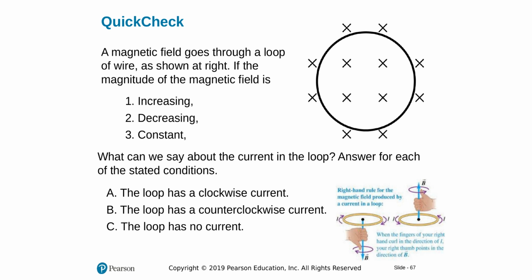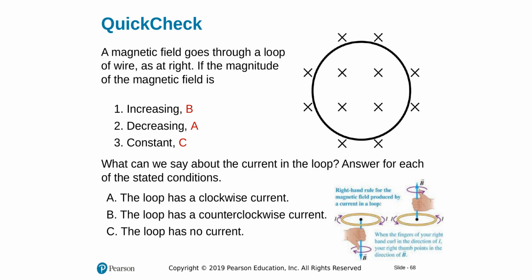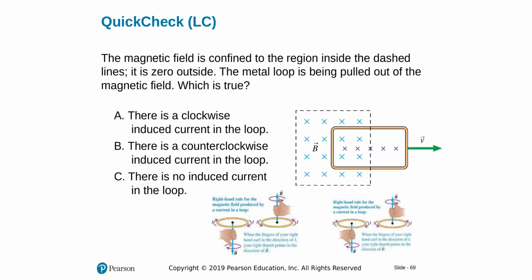Another quick check here. A magnetic field goes through a loop of wire as shown at right. If the magnitude of the field is increasing, decreasing, constant, what can we say about the current in the loop? Similar. I'm going to go through this as well, but the answers are here. Very similar idea. Look at what is happening to flux. If the flux is increasing, my induced magnetic field is against the background magnetic field. If the flux is decreasing, my induced magnetic field is in the same direction as the background magnetic field. Try to convince yourself that these are the answers, but I'm going to put another video on this.